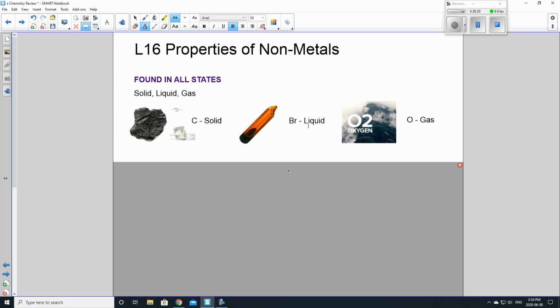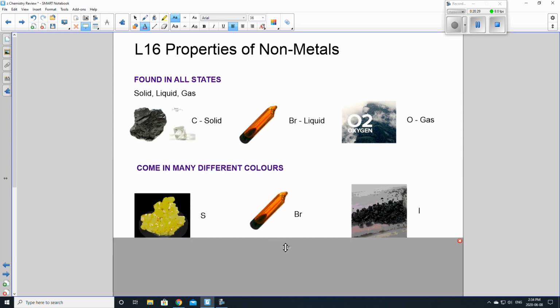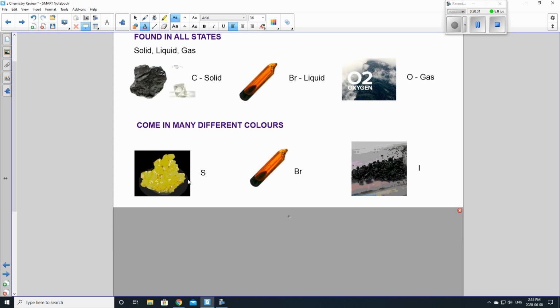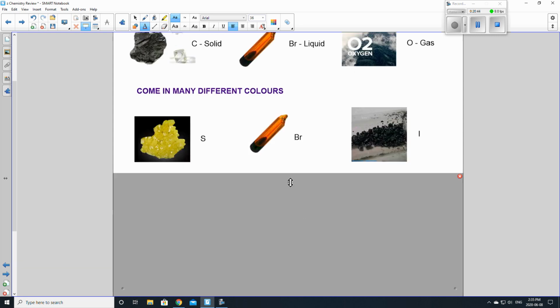Bromine is a liquid at room temperature, one of the two. And then there are also gases, like oxygen and nitrogen. So they're found in all different states. They come in many colors. Sulfur has that yellowish color. Bromine has a brownish red color. And this has a gunmetal gray metallic color. That's iodine. They come in many different colors, whereas metals come mostly in silver gray colors, except for gold and copper.